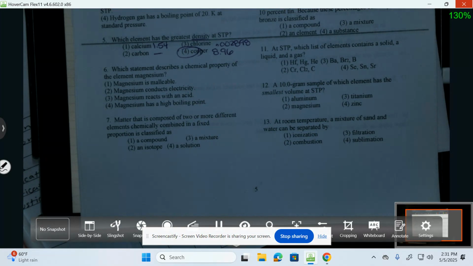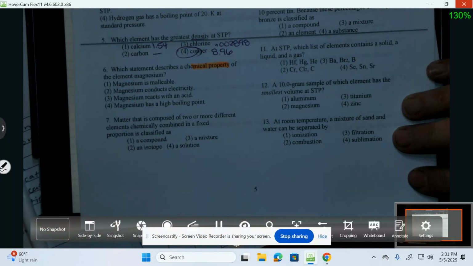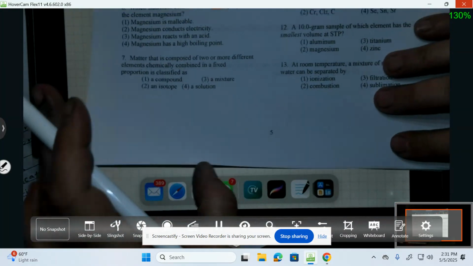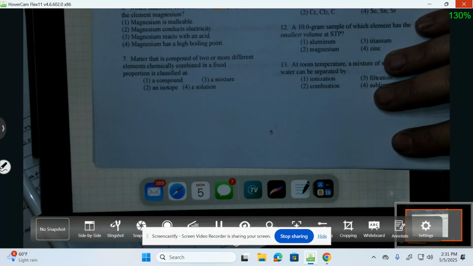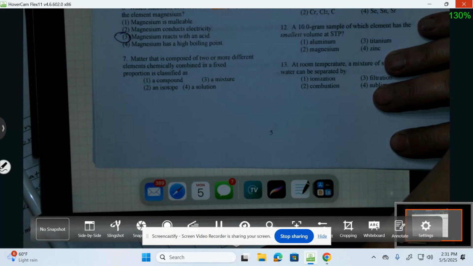Okay, which statement describes the chemical property of magnesium? Again, chemical property is the key word here. So it has to be reacting or changing, so I'm going to go with reacts with an acid.